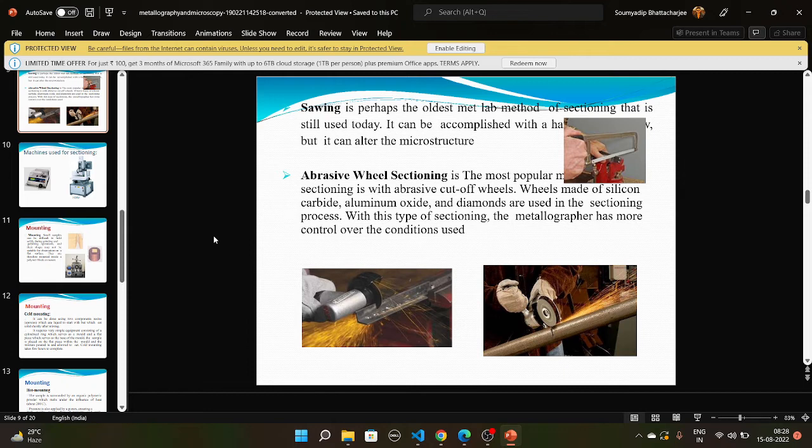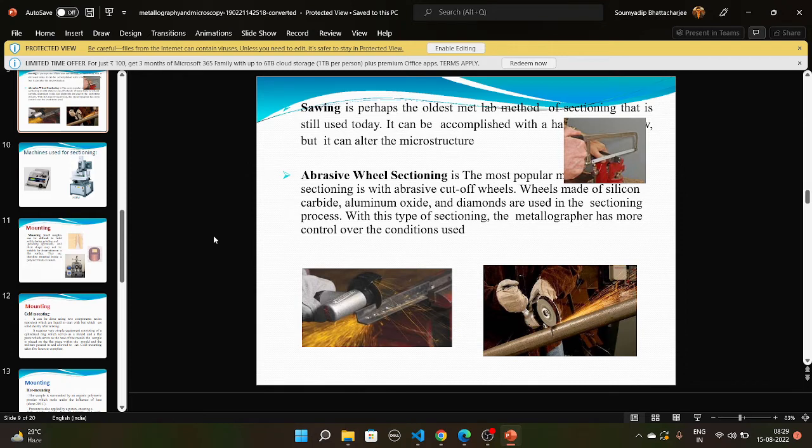Abrasive particles can be of different types: aluminum oxide, silicon carbide, etc. Diamonds also. That depends on the type of the job material. Depending on that, you have to select the particular wheel. And the bonding material is basically for holding those abrasives. So this is all for sectioning, but sectioning will depend on what kind of failed component you are considering.